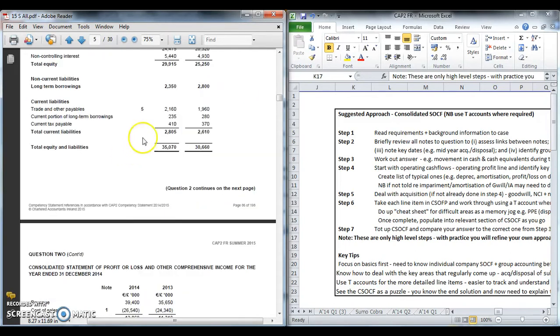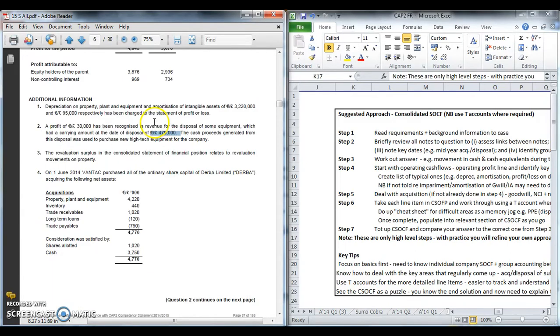Note 3 up here was to do with the revaluation surplus, and that is all attached to property. So again, we have to go back now and link that to the property, plant and equipment and put that into the T account as well.